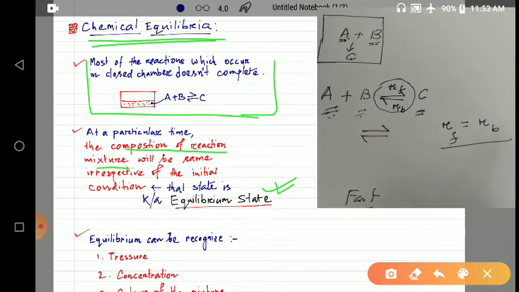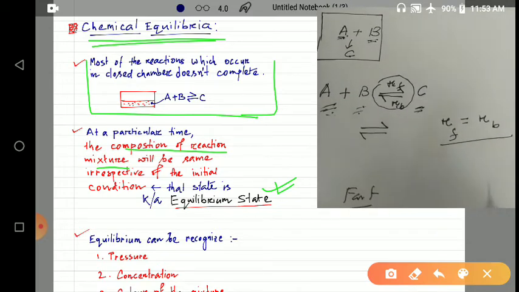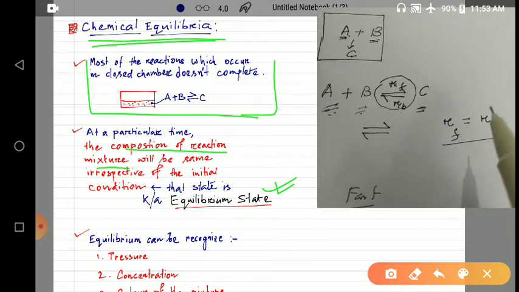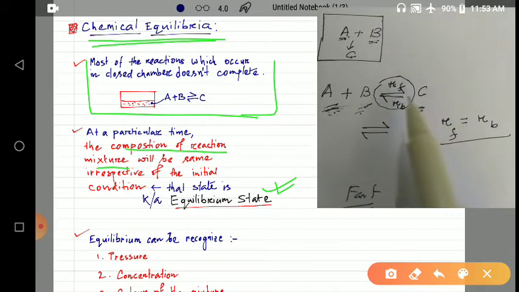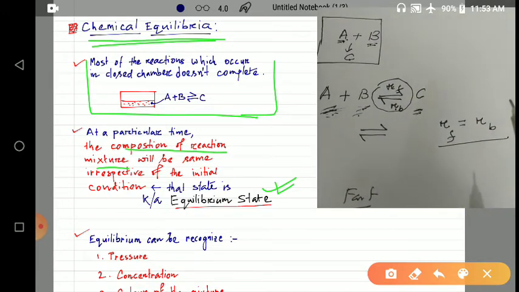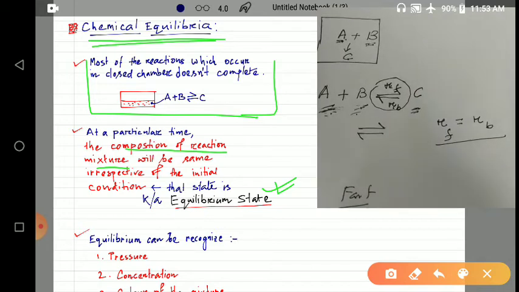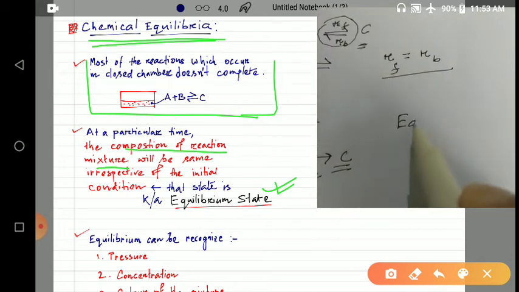Understand? That state in which the composition of the reaction mixture, meaning the reactants plus product, is fixed, is known as your equilibrium state.